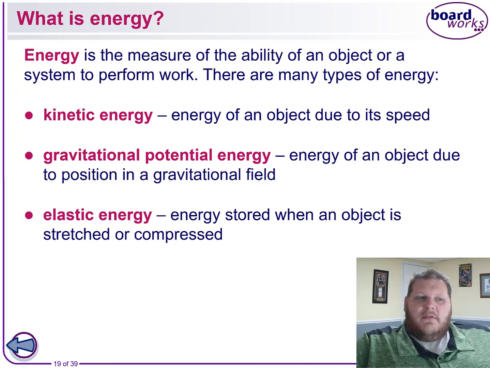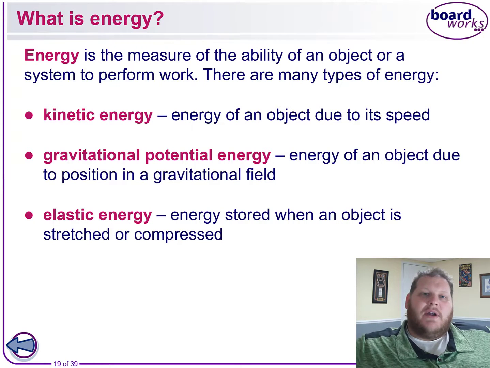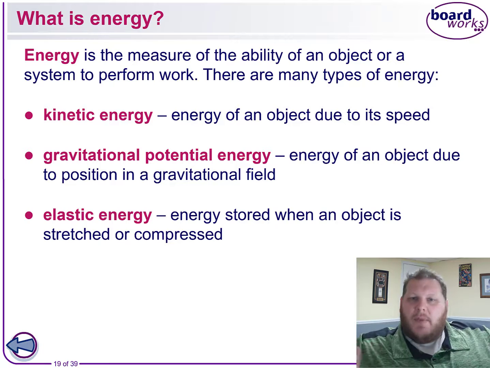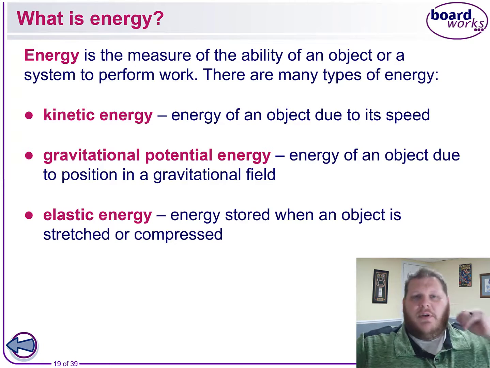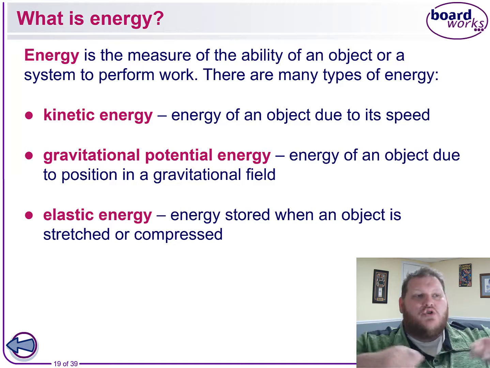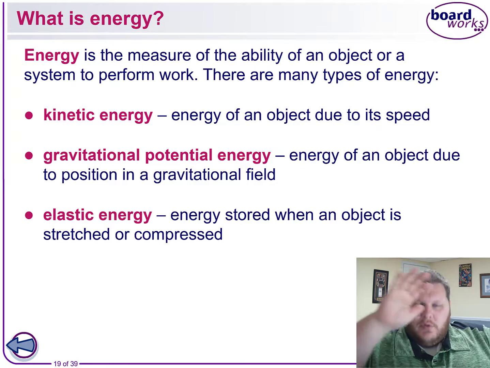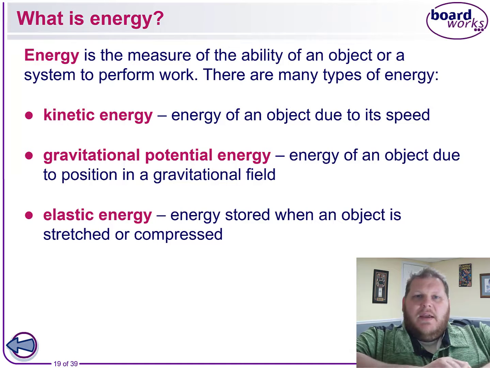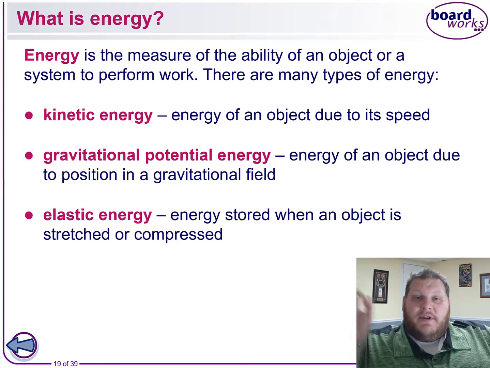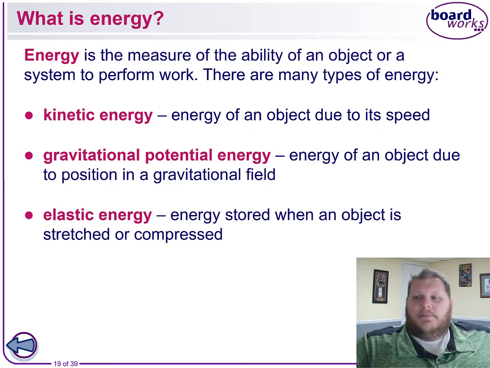Some other forms of potential energy. Elastic energy is energy that's stored in an object when it's either stretched or compressed. Think of a rubber band or a spring. Both of those are elastic energy. If you stretch a rubber band, it's got a whole bunch of potential energy stored up in it, so that as soon as you release it and that force stops acting on it, it's going to release that stored energy. Or if you compress a spring, that spring is going to release a whole bunch of energy as soon as you stop acting on it.